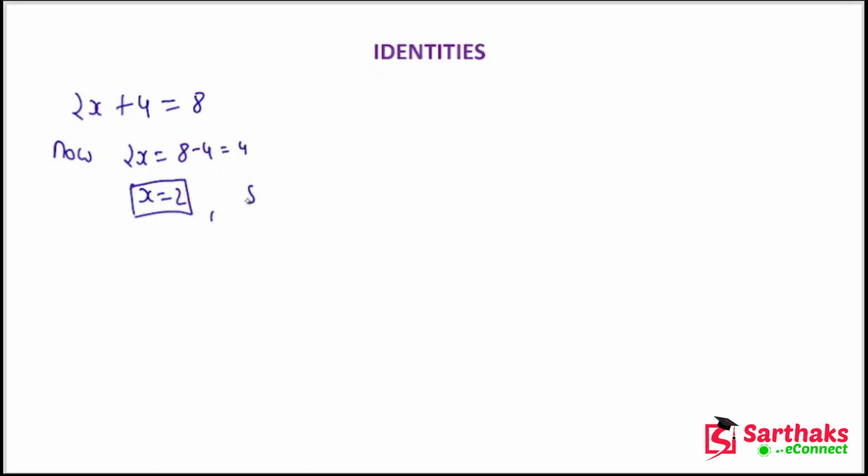So 2x plus 4 is equal to 8 is true only for x equal to 2. You can clearly see that this is an equation and it is true only for x equal to 2. If you try to put x equal to 3, you will not get 8. So it will not be true for any other value of x. So these are equations. So what are identities? Identities are something which are actually true for all the values of the variables.